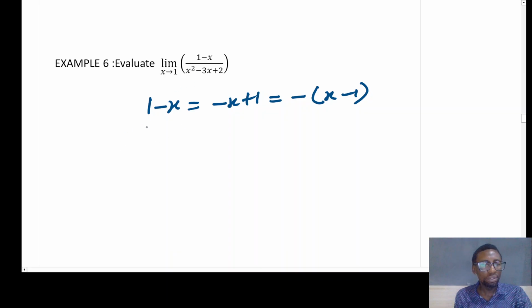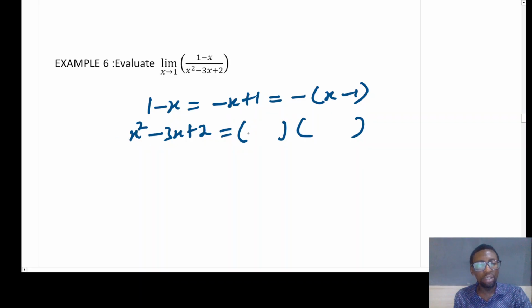Then what do you have? I have x squared minus 3x plus 2. If I factorize this using the concept of product of plus 2 and sum of minus 3, I should have something like this. Since I have x squared here, so I have x. Think of two numbers that when you multiply you get plus 2, and when you add them together you get minus 3. So that should give me minus 2, minus 1. That's the product of plus 2 and sum of minus 3.